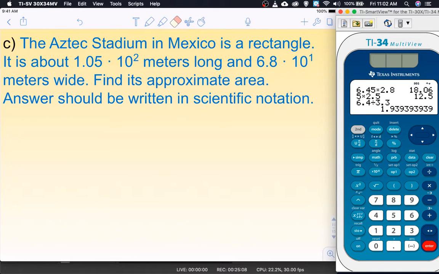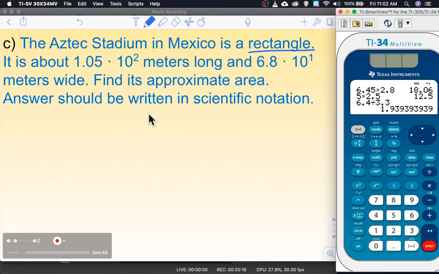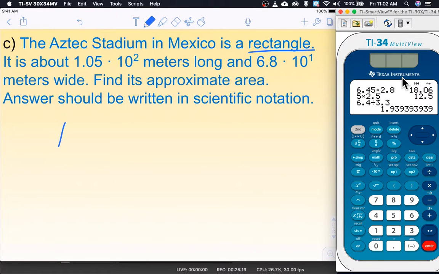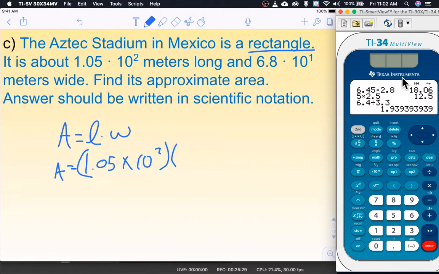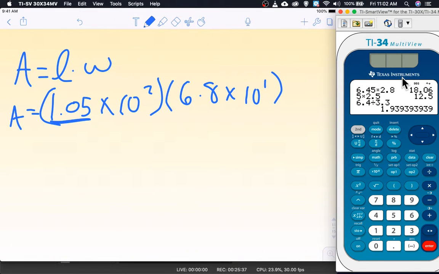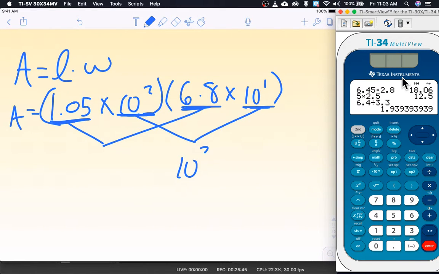All right. So it says letter C, the Aztec Stadium in Mexico is a rectangle. It is about this long and about that wide. Find its approximate area. Okay, so length times width again, right? Area equals 1.05 times 10 to the second power long and 6.8 times 10 to the first wide. To multiply here, we're going to multiply our decimal pieces together. We're going to multiply our powers of 10 together by adding the exponents.